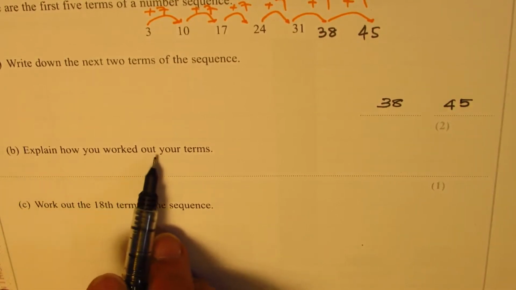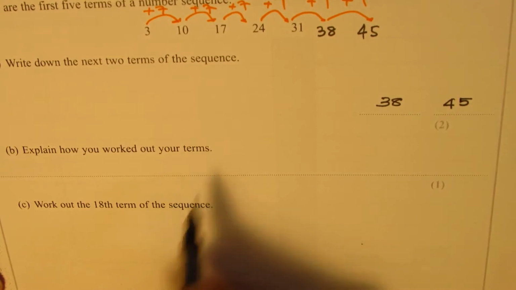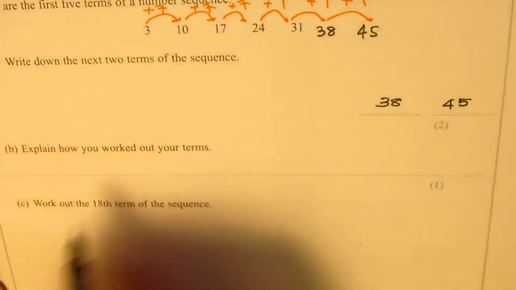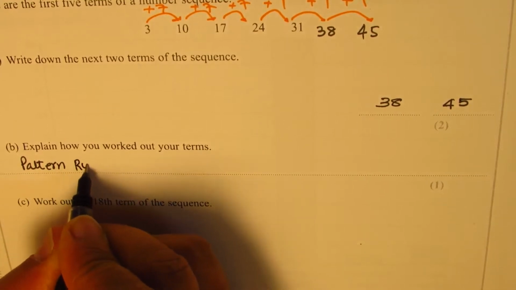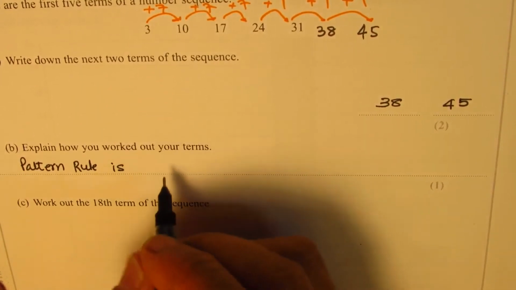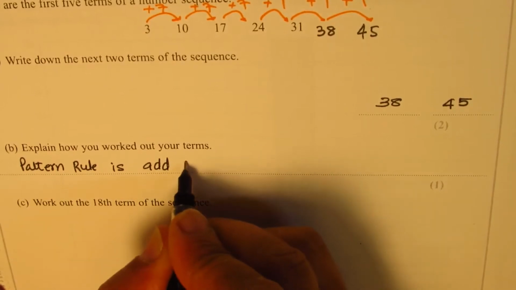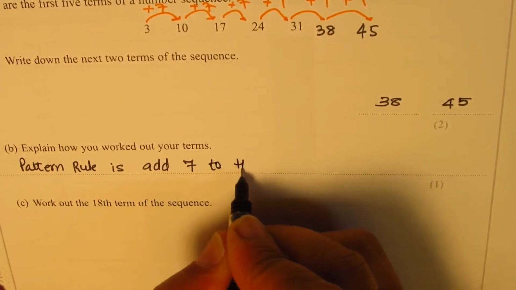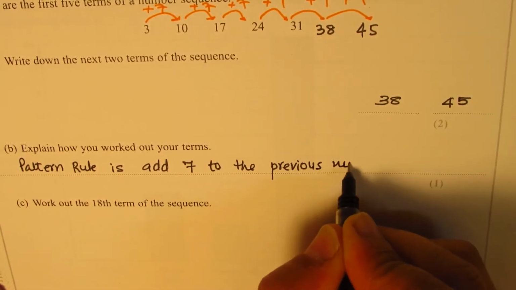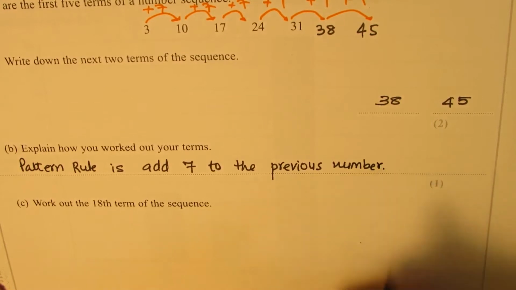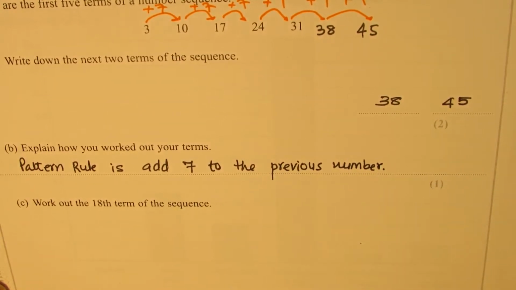Now explain how you worked out your terms, right? So the pattern rule is: add 7 to the previous number. Is that clear? So that is your pattern rule. We also mention this as an iterative rule, right? So by iteration, you keep on repeating the same process, keep on adding 7.